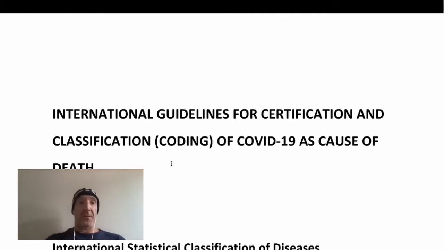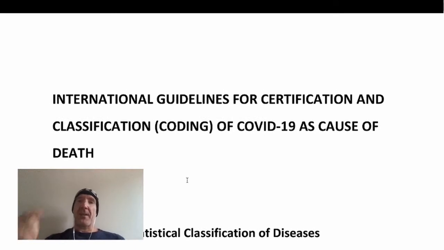What we have here is a document that I'm going to link below from the World Health Organization. And it talks about classification of COVID-19 as cause of death. So this is the topic that we're going to talk about. When are you officially classified? Hopefully not you, but when is somebody officially classified as somebody that died of COVID-19?